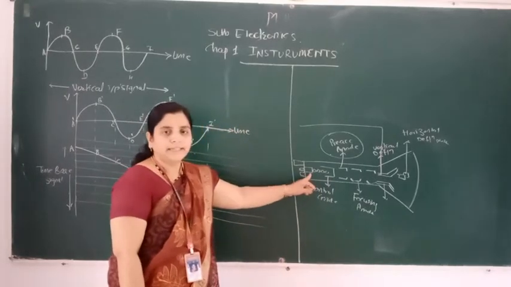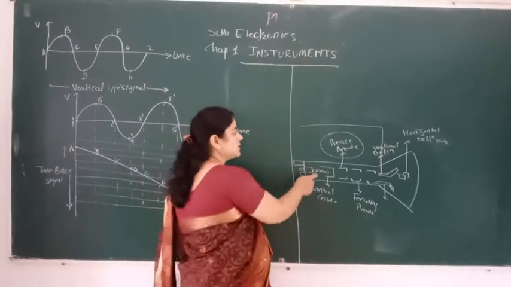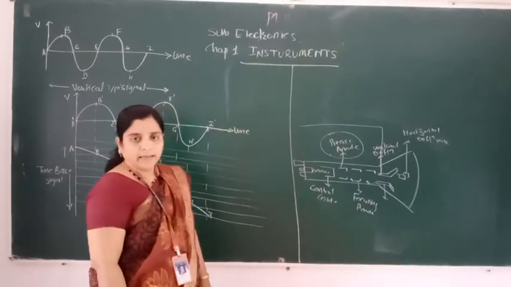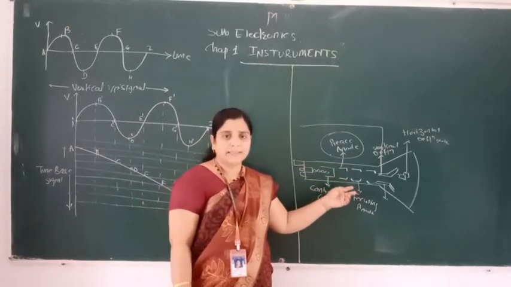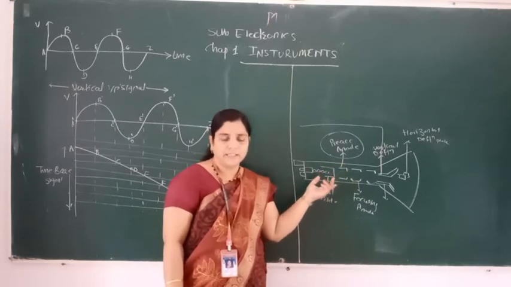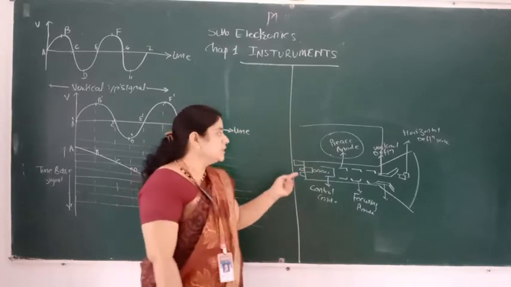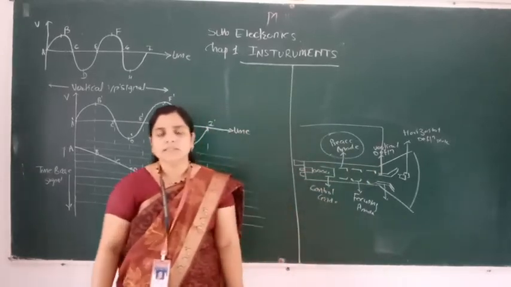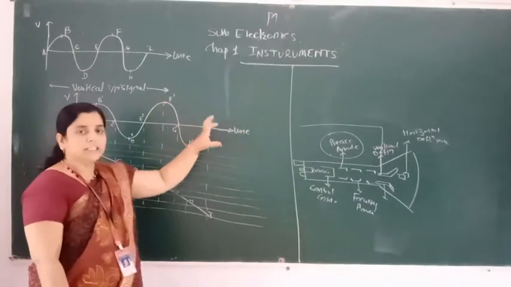There is a heater, and that heater heats the cathode, and it emits the electron beam, and that electron beam will move everywhere in the CRT. Therefore, the path is given by the accelerating anode, as well as it gives the kinetic energy, so that electron beam will move fast to the screen of the CRO. So, in such a way, the electron beam is produced.